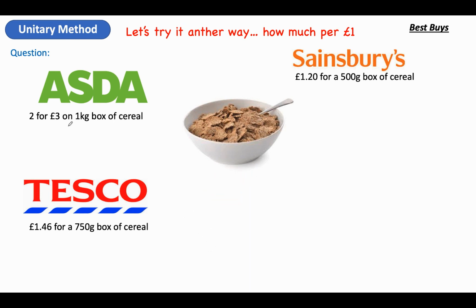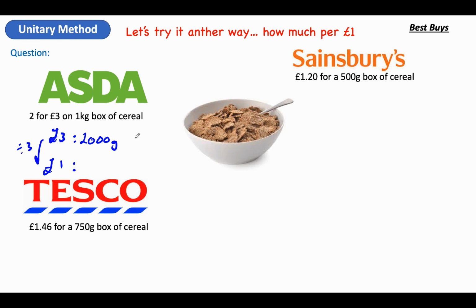Okay, we have unpaused. Let's do this. Now, 2 for £3. That means for £3, I actually get 2 kilos. I get 2,000 grams of cereal. Now, as I said, I want to find out how much I get for £1.